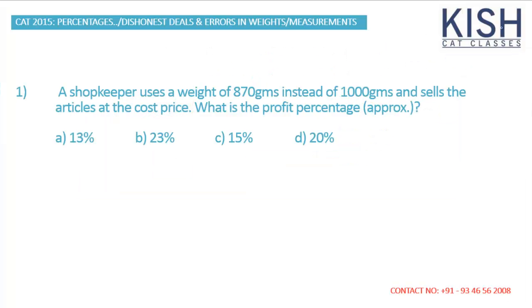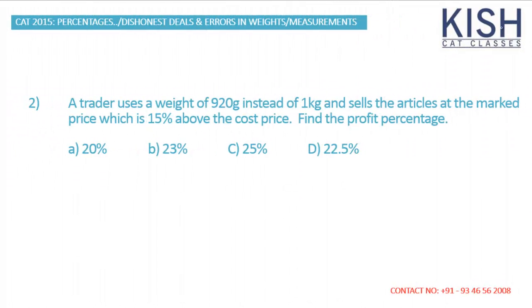Let's solve another question. A trader uses a weight of 920 grams instead of 1 kg and sells the article at the market price, which is 15% above the cost price. Find the profit percentage. So this is 920 grams instead of 1 kg. And also the market price, which is 15% above cost price.